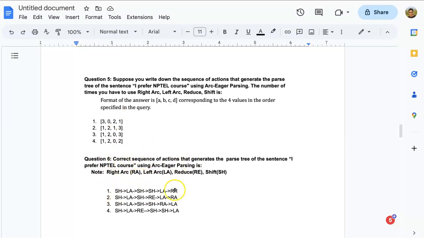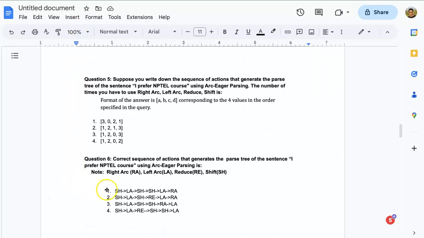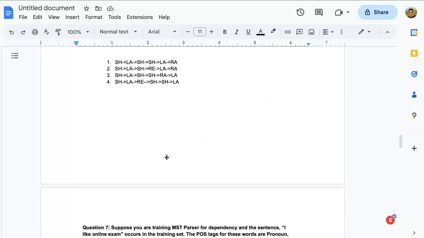They are asking what is the sequence of operations that you have taken. So we already devised it. The first is shift, then left arc, shift, left arc, and right arc. Just match which one matches with this. So I think the first one will match. So shift, left arc, shift, left arc, right arc. So option A will be the correct answer for this question. Let me check the questions. Yeah, so option A is the correct answer. So that part only we have discussed. I hope this is clear. So now let's move to the next question.